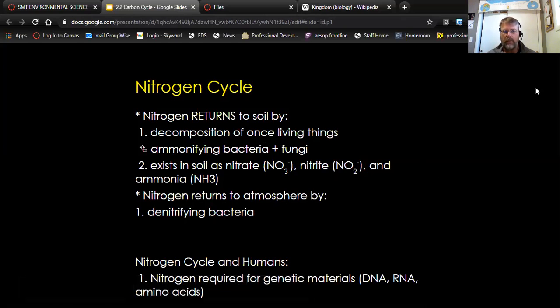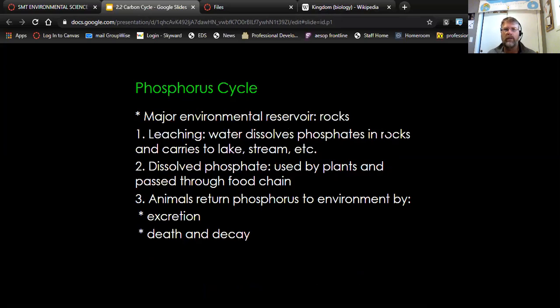Okay, so why is nitrogen so important to people? Well, our DNA and RNA and amino acids and proteins all have nitrogen in them. And so if we don't have nitrogen in our food sources, then we're not going to be able to grow and maintain healthy DNA and RNA and amino acids. So it's very important for our food sources there.